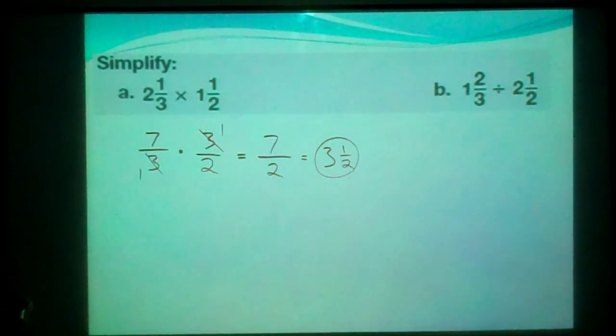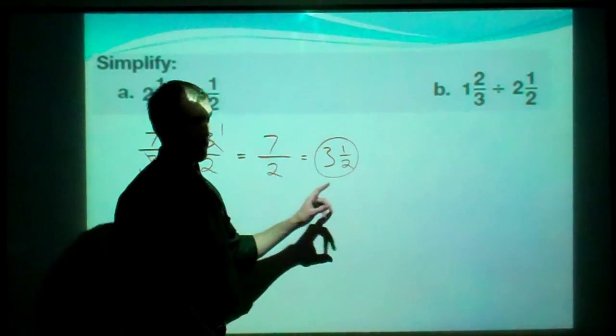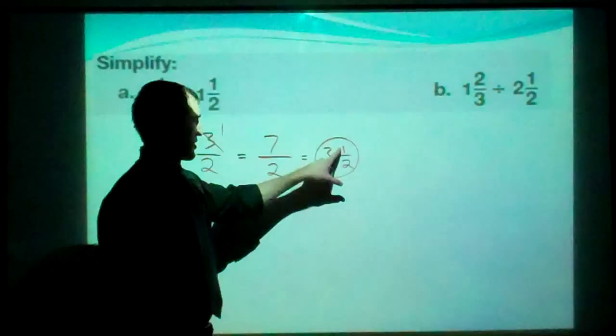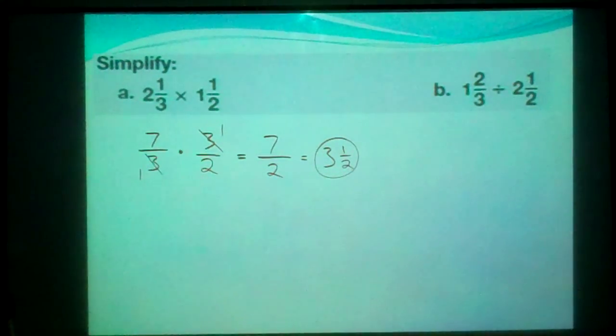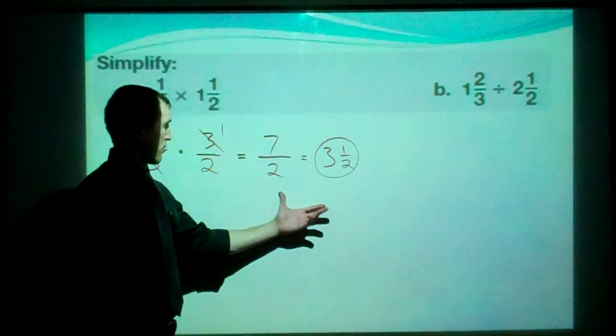3 1/2 there. Now we can check to see if that's right, just to turn this back to an improper and see if we get this. 2 times 3 is 6, plus 1 is 7, 7 over 2, boom, we got it, all right? So that's how we turn it into a mixed number at the end. That would be a review type thing.